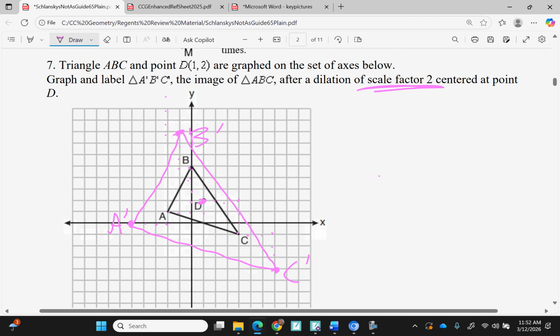That's it. If it asks you to state the coordinates, that's it. For dilations, count from the center of dilation to each point, and do that the scale factor number of times. And the first one counts as 1.